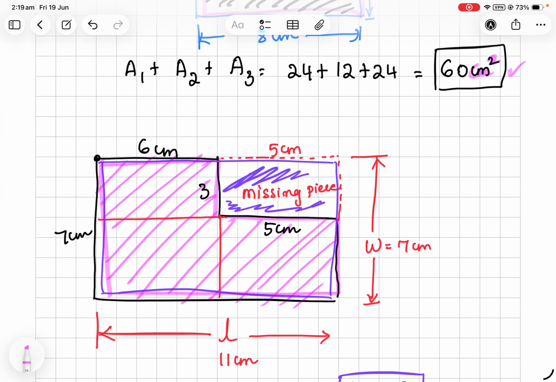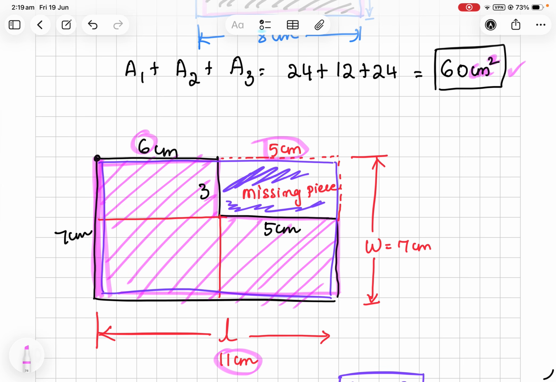You can make an imaginary rectangle by adding this dotted part. The whole thing is given to you as 11. Now this part is given to you as 6. So that means 11 minus 6 is this other missing part, 5 centimeters. And this whole thing is 7.